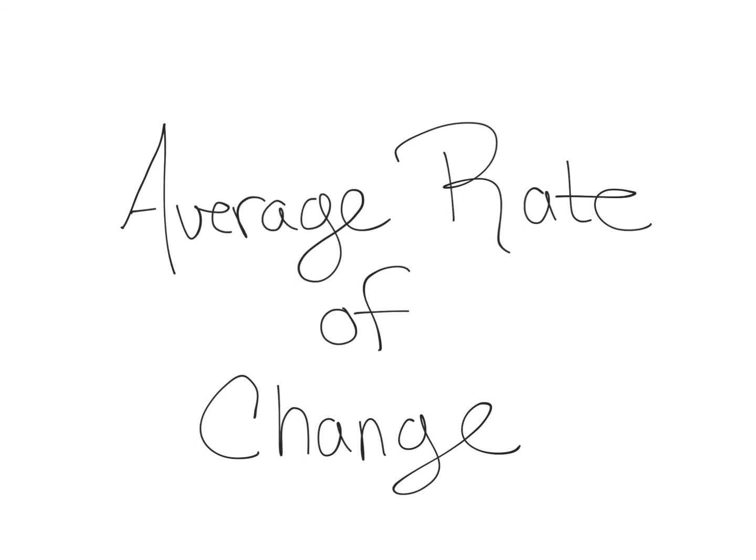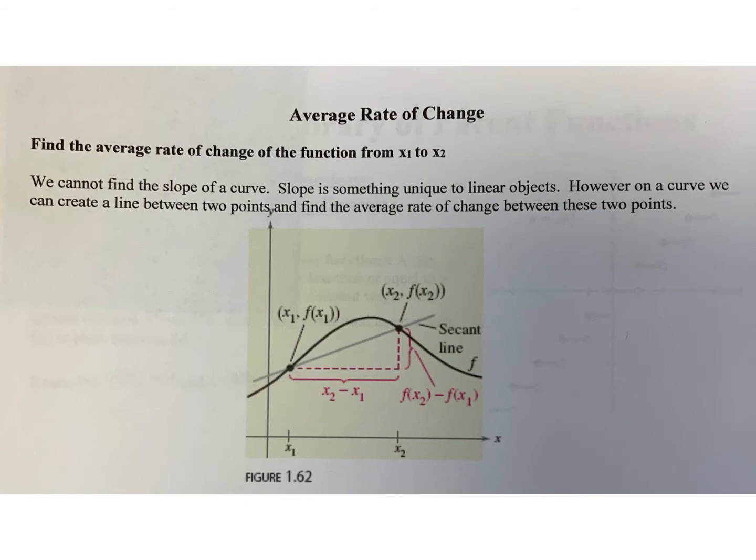Okay, let's look at average rate of change of functions. If you remember from Algebra 1, rate of change means slope. But only lines, like y equals mx plus b, have a slope. However, we can find what's called the average rate of change, the average slope, on any curve between 2 points.